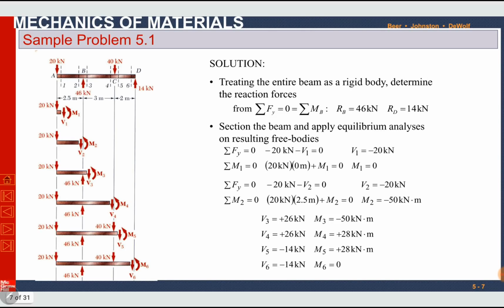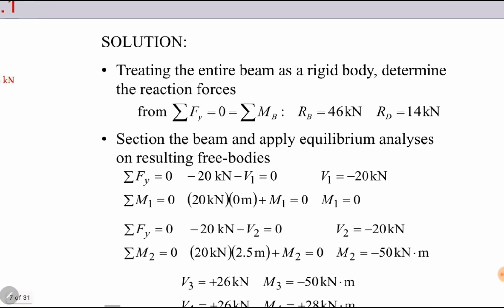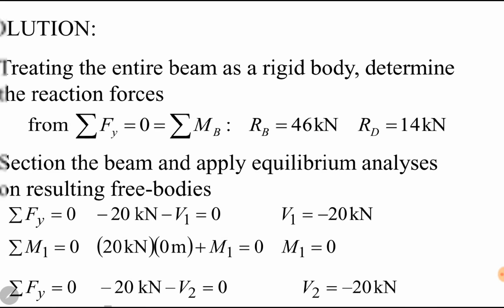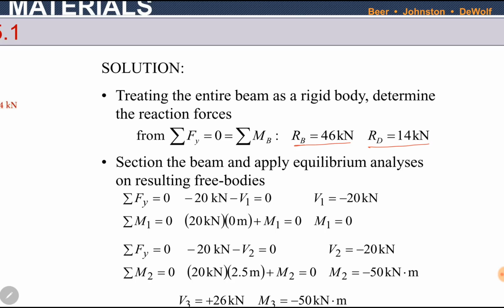We have calculated it here. Summation of forces is equal to 0 and summation of moment equal to 0. So the numerical values are shared here with you. RB is 46 kilonewton and RD is 14 kilonewtons. You must know how to calculate reaction forces using free body diagram.